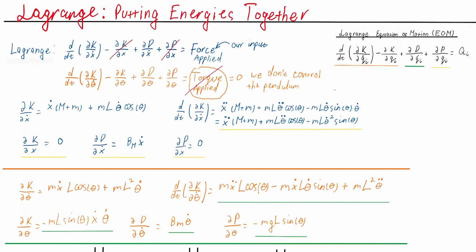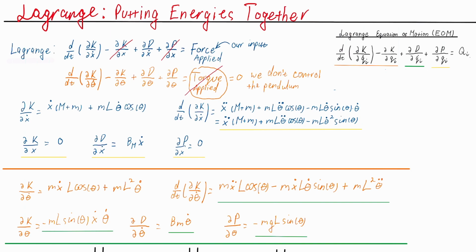First, the partial derivative of kinetic energy with respect to ẋ equals ẋ times the sum of masses plus m l θ̇ times cosine θ. Then we need to differentiate it with respect to time. And we get ẍ times the sum of masses plus m l θ̈ times cosine θ minus m l θ̇² times sine of θ.